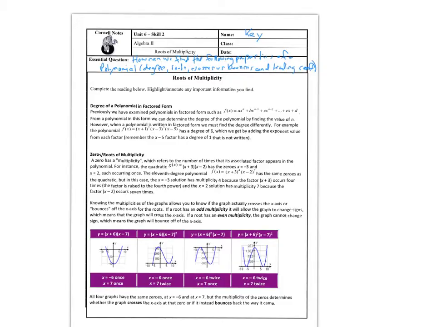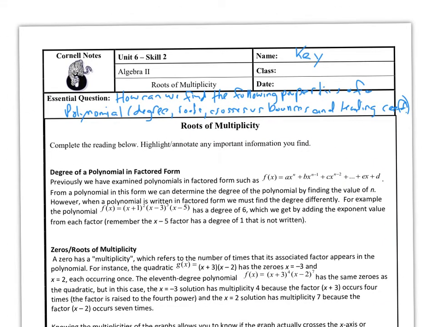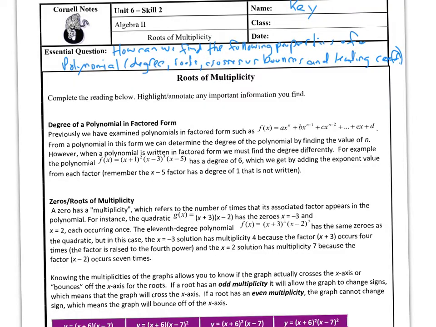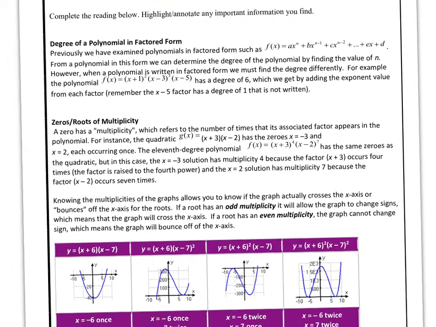I'm going to read that again because the handwriting is not great, I'm sorry. So it's how can we find the following properties of a polynomial? The properties we care about are the degree, the roots, crosses versus bounces, and then the leading coefficient, and that's abbreviated. Alright, so take a second, pause the video, read through, highlight, annotate the important information, then we'll go back through, I'll discuss some of it pretty quickly, and we'll take notes on the last page, do some practice problems, be done.